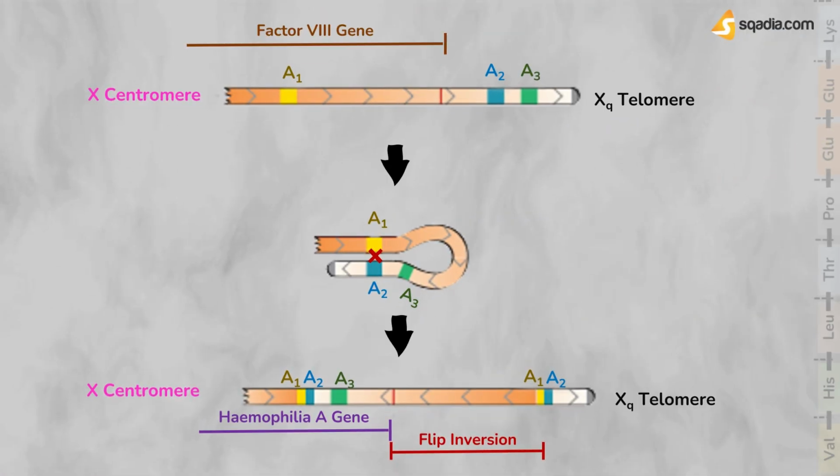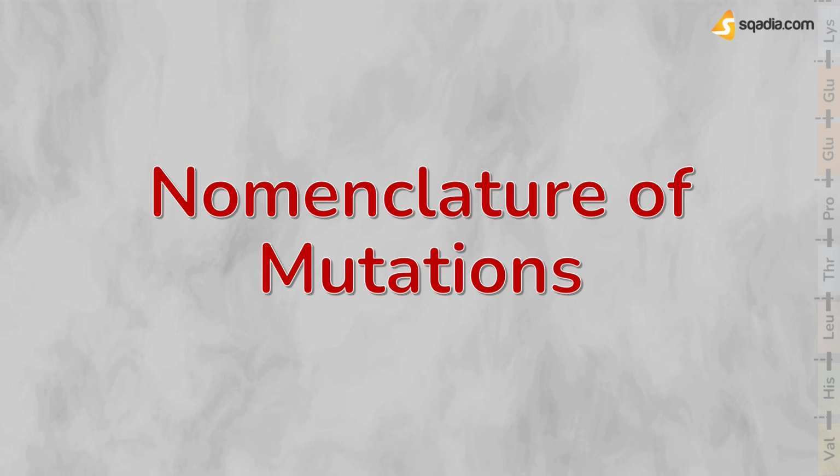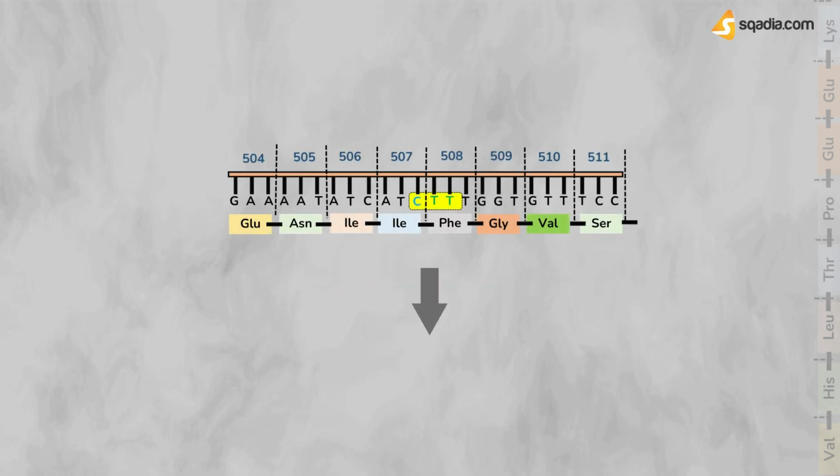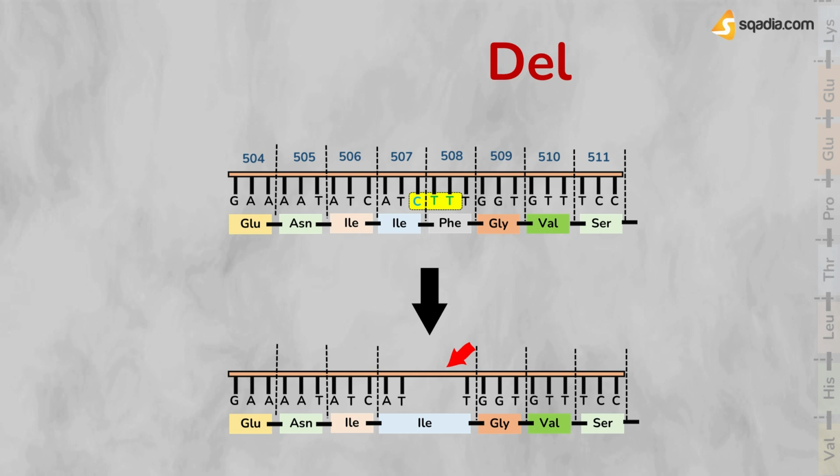Moving forward towards the nomenclature of mutations. Mutations are named by conventional abbreviations and may be described by the change at the DNA or protein level. For example, the most common mutation responsible for cystic fibrosis is a deletion of 3 bases that encode phenylalanine, in the coding sequence of the gene for the cystic fibrosis transmembrane regulator, and the codon position is 508. So this was all.